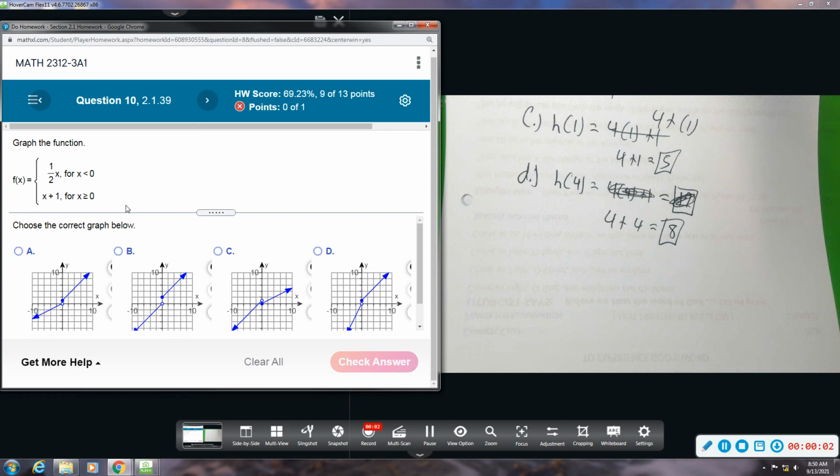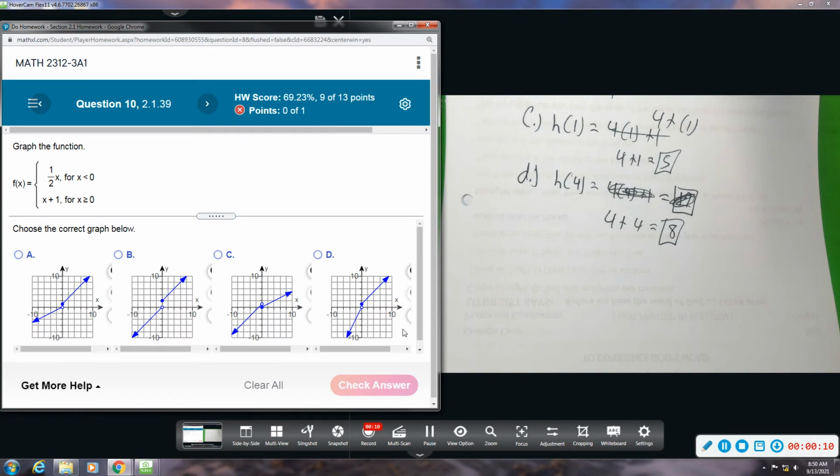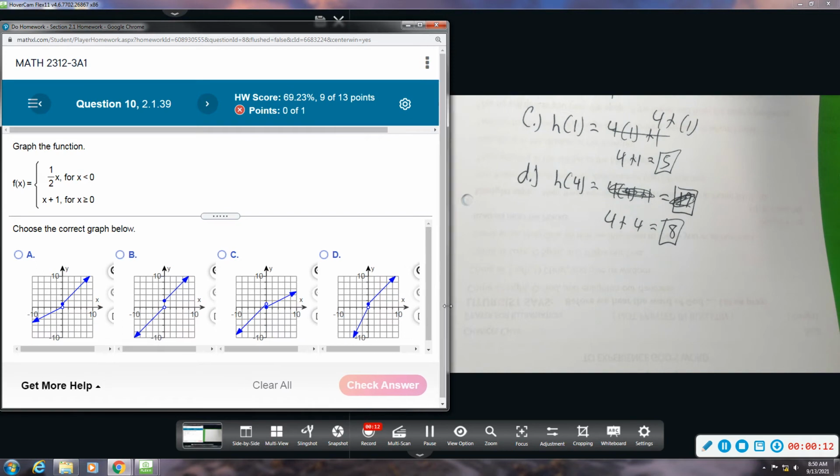Number 10, we want to graph the function. The best thing I think to do when you have this multiple choice graph is to pick some values, plug them in, and see which graph fits. So this will be the easiest one to work with.